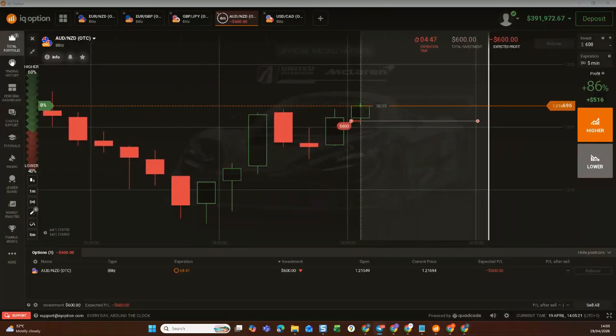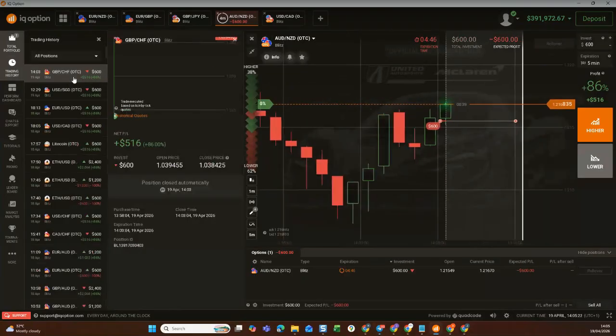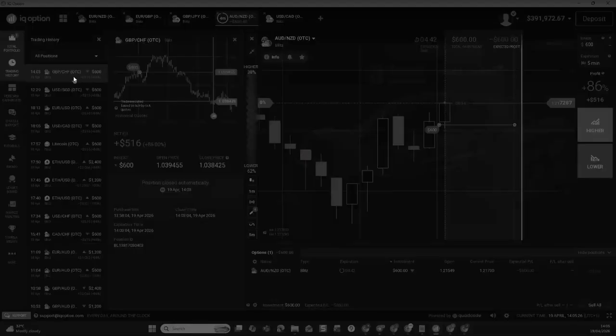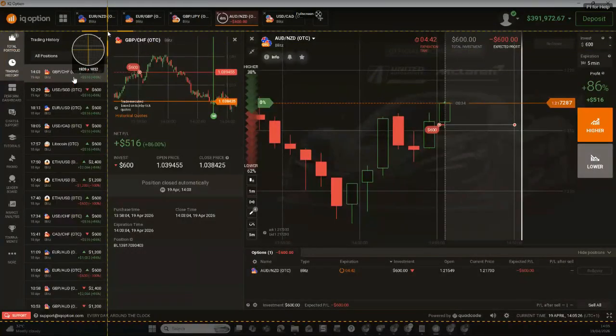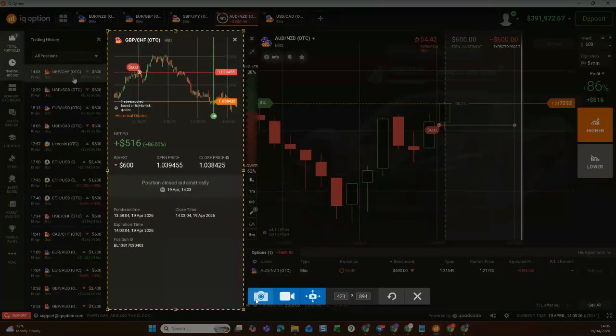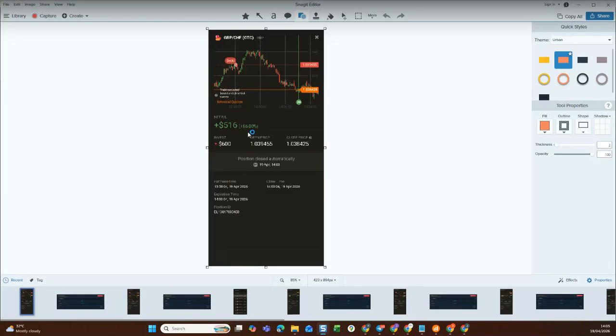Let me do a screenshot of previous results that I got on the GBPCHF. I will be able to do that in a second. This is our first signal. This is what's... $516 profit.